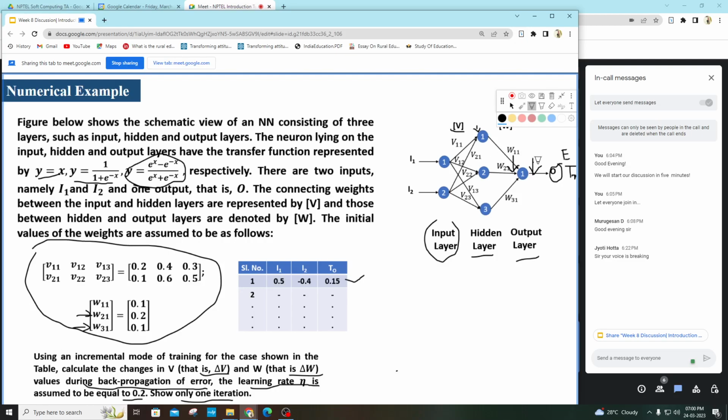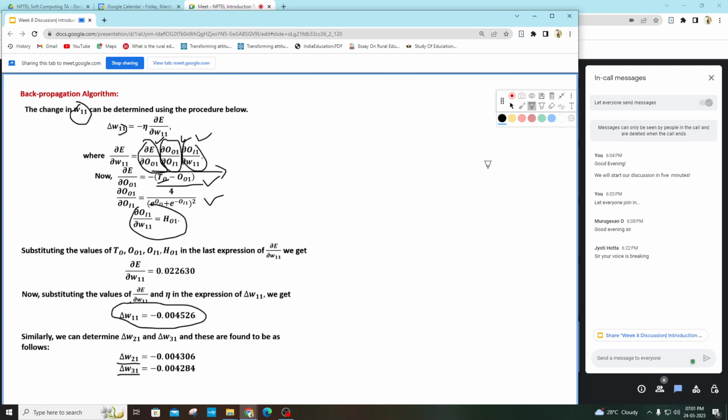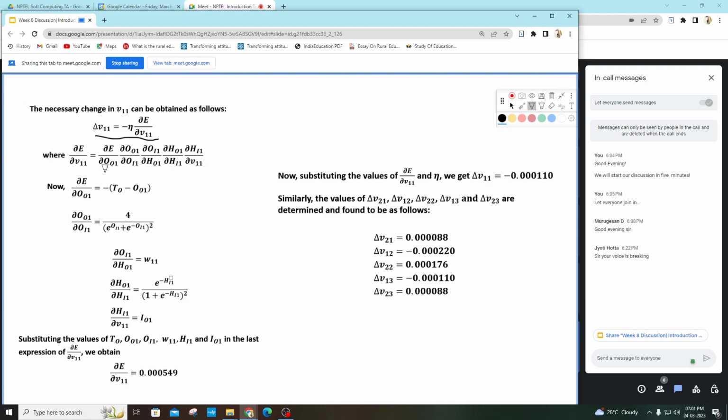How? First it will be the relation of E with respect to OO1, then OO1 with OI1, then OI1 with OH1, then OH1 finally to IO1. So 5 components. Okay, so is this clear what I have told? Yes, sir. Similarly, you can do the differentiation of del E by del O1, del O1 by del I1. This is the first thing. Second, this is the thing. Third thing is this. Fourth thing is this, and fifth thing is this.